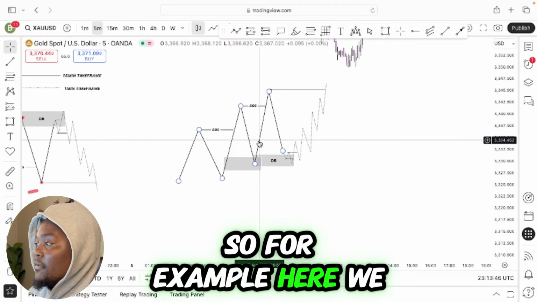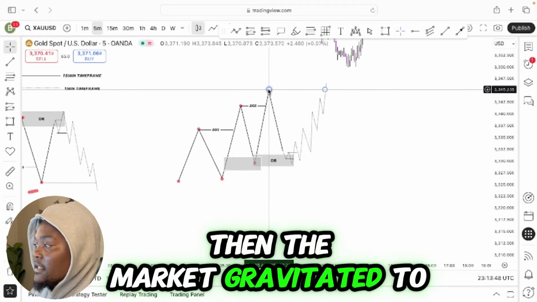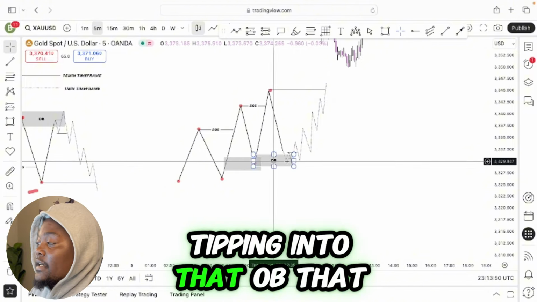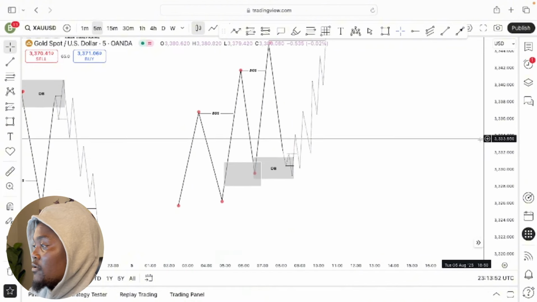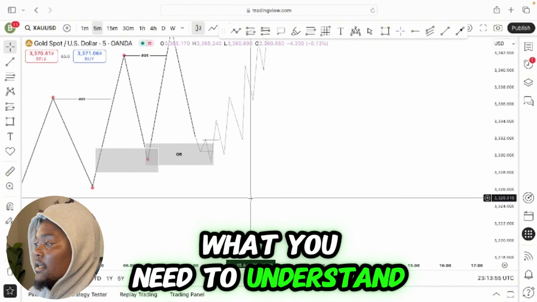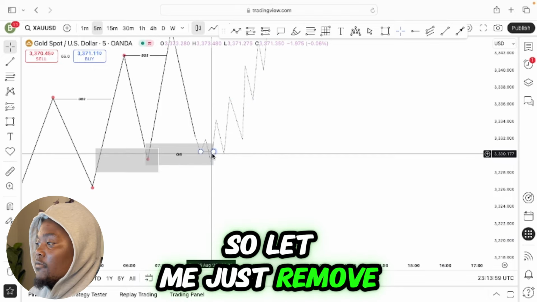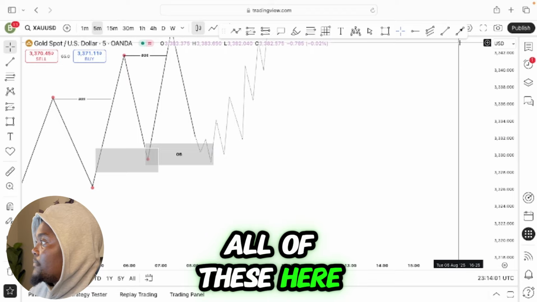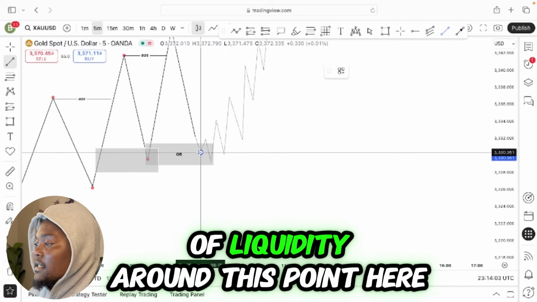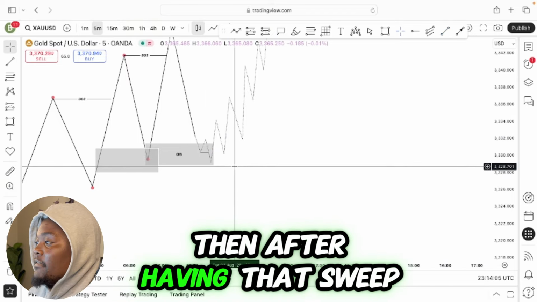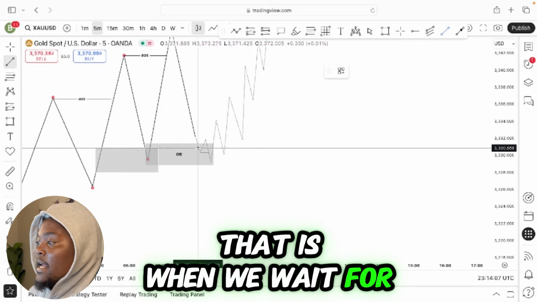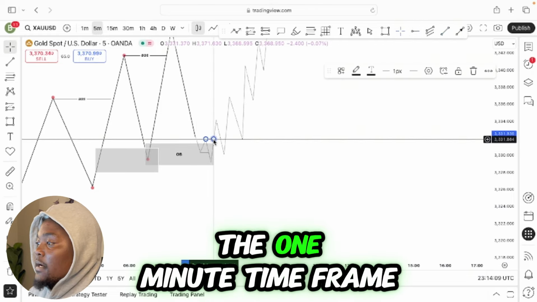So for example, here we had a push up, then the market gravitated to the downside, tapping into that OB that I was talking about. First off, what you need to understand is that we need to have a sweep of liquidity. So let me just remove all of these here. We have a sweep of liquidity around this point here. Then after having that sweep, that is when we wait for a change of character on the 1-minute time frame.